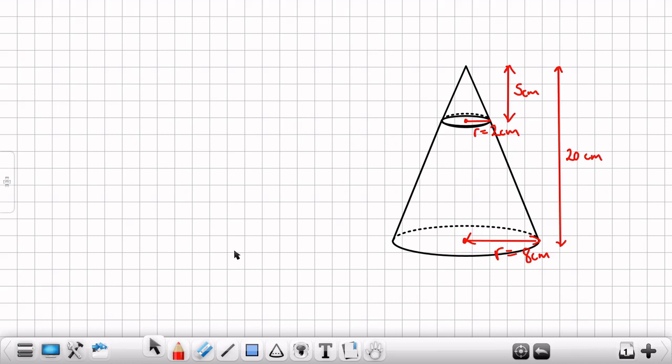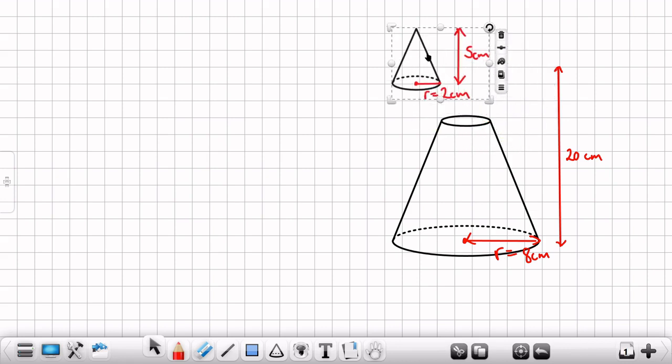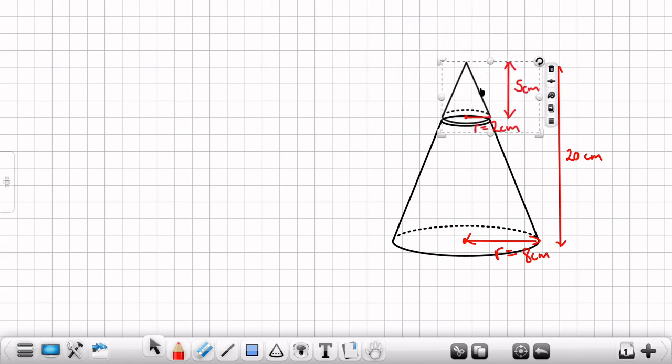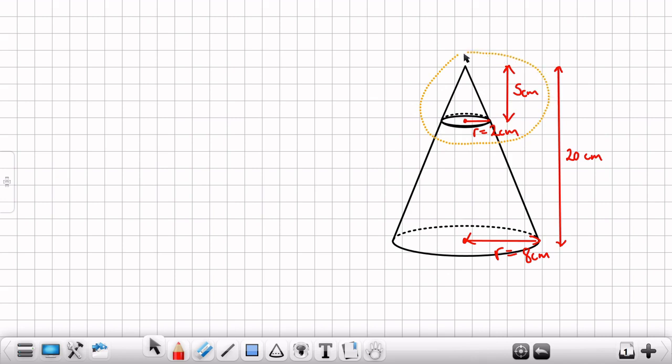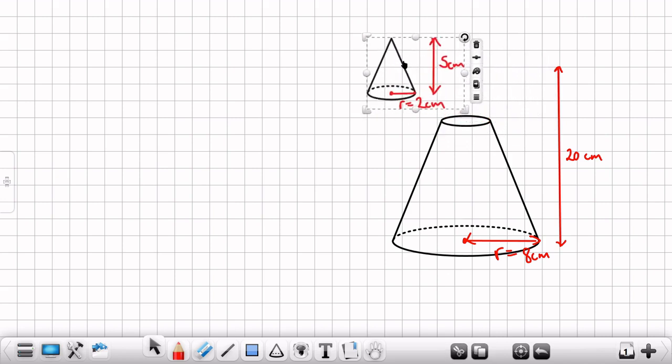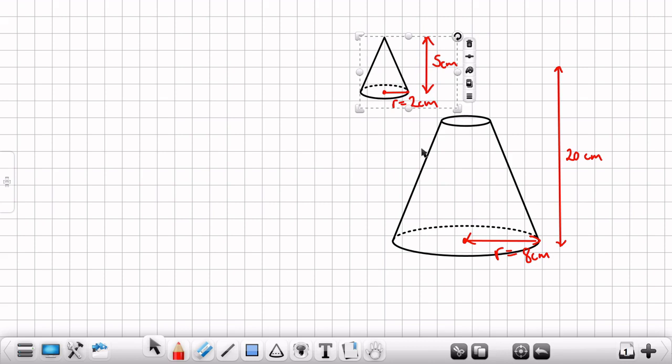In this video, I'm going to show you how to work out the volume of a frustum. Now, what a frustum is, I'll show you. It's basically a cone, see that cone, with the top chopped off, taken away, subtracted. So what we're going to do is work out the volume of the entire cone minus the volume of the little cone. That will equal the volume of the frustum, right? What's left over.